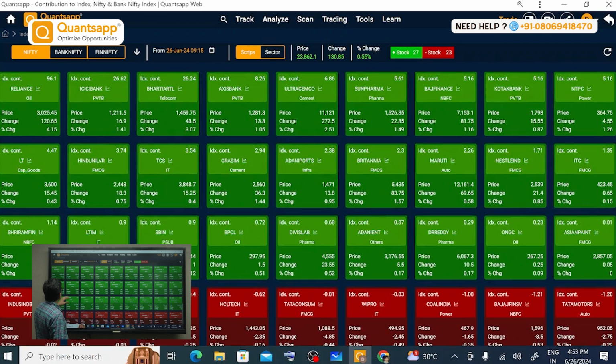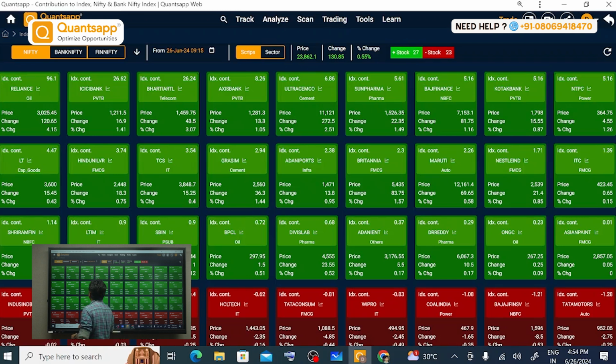Okay, you can see Reliance 4%, ICICI Bank 1.4, Bharti Airtel 3%. Okay, you can see Sun Pharma 1.4, 1.1, 2.5, UltraTech Cement. So these are the contributions. These are the uptrend stocks.